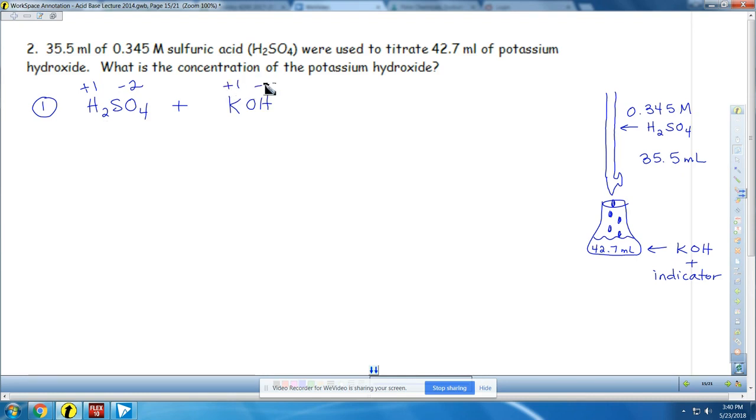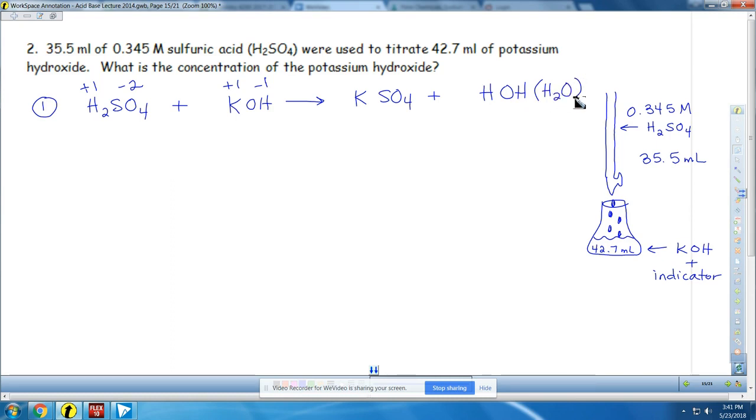+1 on the potassium, -1 on the hydroxide. All right, so it's like a double replacement. I'm going to switch the potassium and the hydrogen. So I'll have potassium with sulfate and hydrogen with hydroxide. And we did say that one of the products in any neutralization should always be water. So that's my HOH, also known as water.